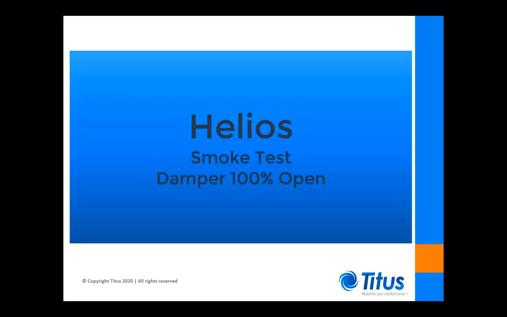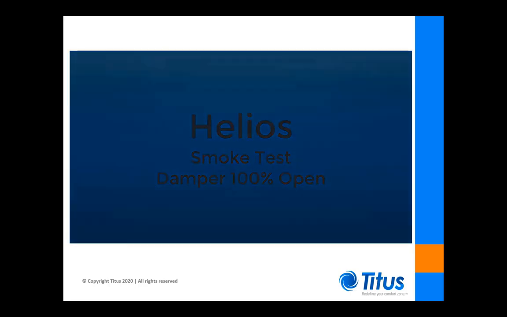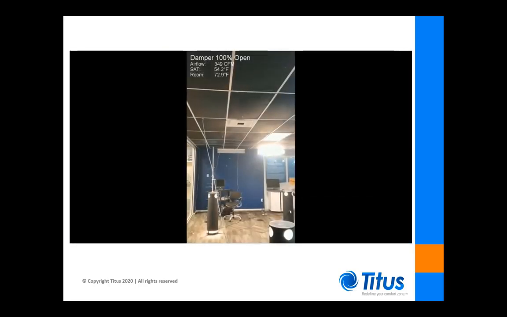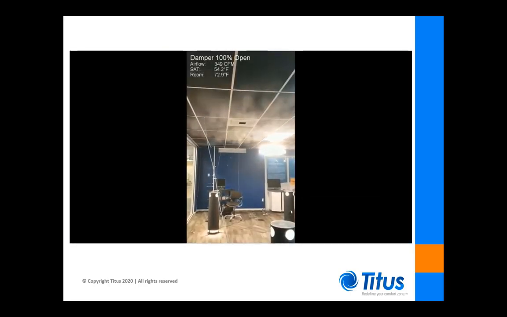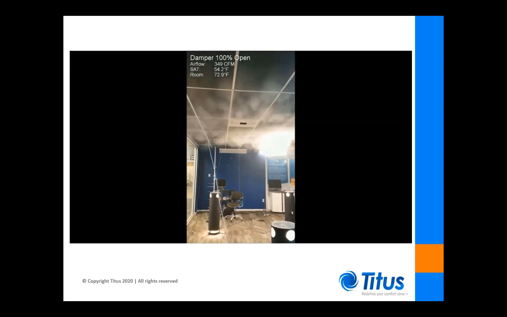This lab video shows the air distribution pattern of a VAV diffuser with smoke injected into the airstream. In this first clip, the damper is 100% open, flowing 350 CFM of air. You can see that the air distribution pattern appears normal, with a high exit velocity.